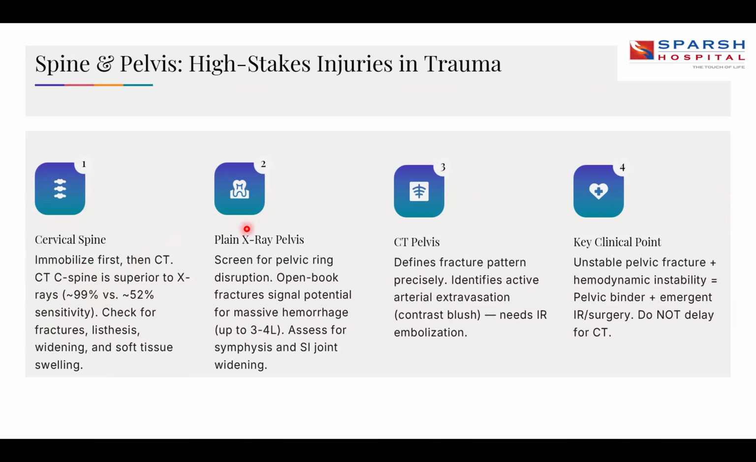Then plain X-ray pelvis series, you have to look for pelvic ring disruptions or open book fractures, because these kinds of fractures can denote up to 3 to 4 liters of blood loss, which can land the patient in hemorrhagic shock and cause high mortality. Once the patient is stabilized, you can then move on to CT pelvis.